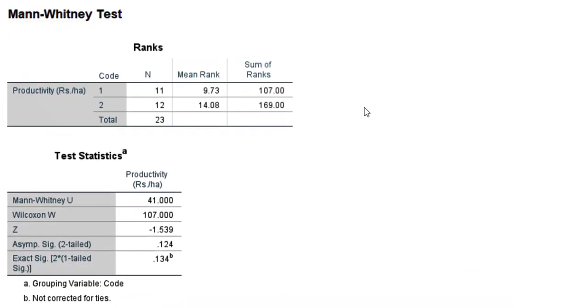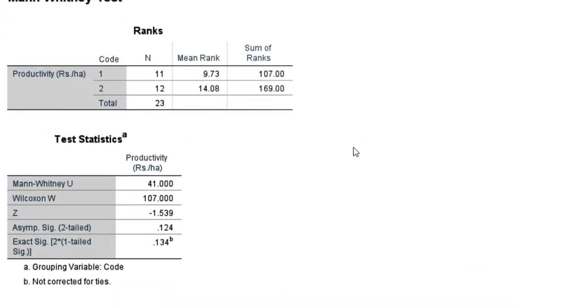This is our result table. Now I will provide an interpretation for this table. In this table, the Mann-Whitney U value is 41.00, Z value is -1.539 and asymptotic significance p-value is 0.124, which is more than the 0.05 threshold limit. Therefore, we accept the null hypothesis here and can say there is no significant difference between the productivity under organic and inorganic farming practices in this example.